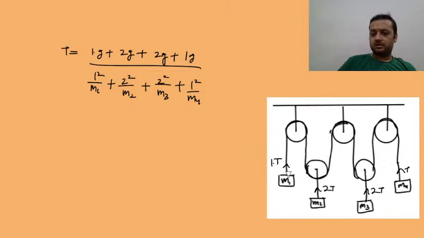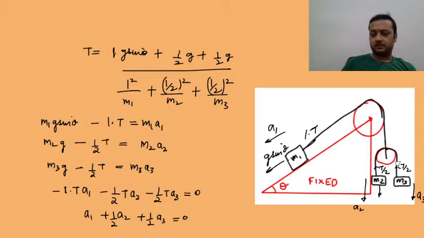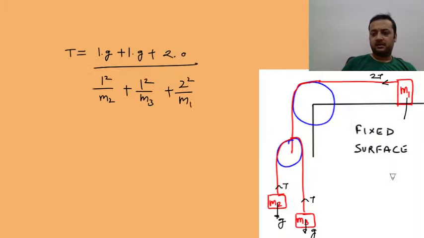Here also, all the blocks were accelerating along this string. If you see, this block was accelerating along this string, this block was accelerating along this string. Here also this block was accelerating along this string, right? So here also the horizontal block was accelerating along this string.